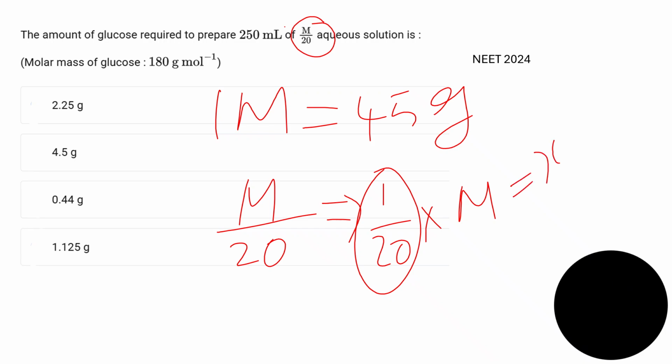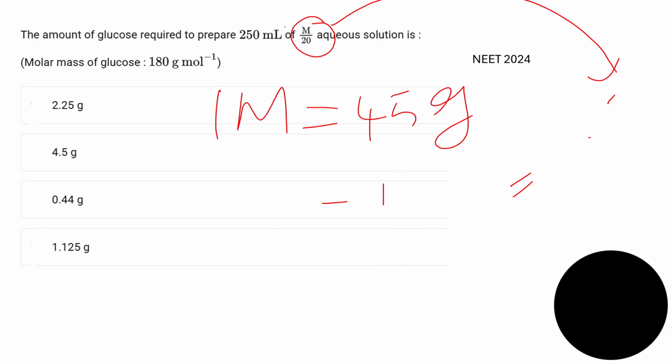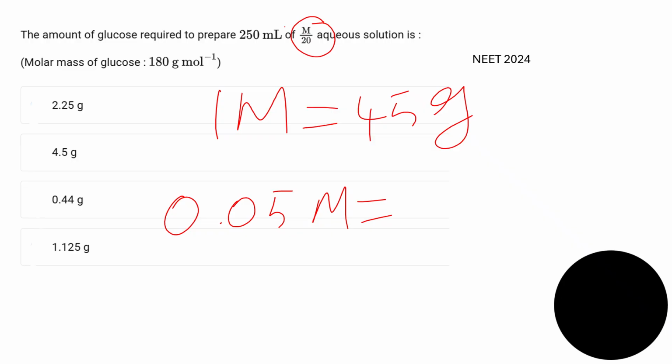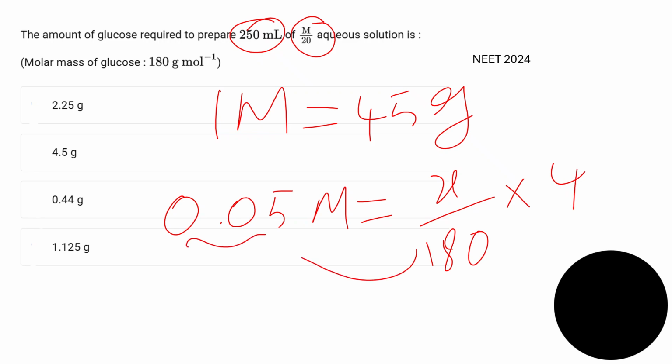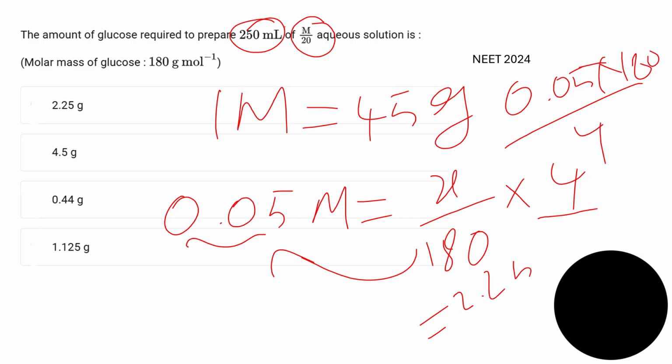So 0.05 molar, because these are the same. 0.05 molar is equal to, I don't know how much weight, which means the given weight. I am taking it as x. I know the molecular weight is 180. Here the same, 1000 divided by 250, which is nothing but 4. So 0.05 multiplied by 180, then divided by 4. If we solve this with a calculator, you will get the answer 2.25 grams.